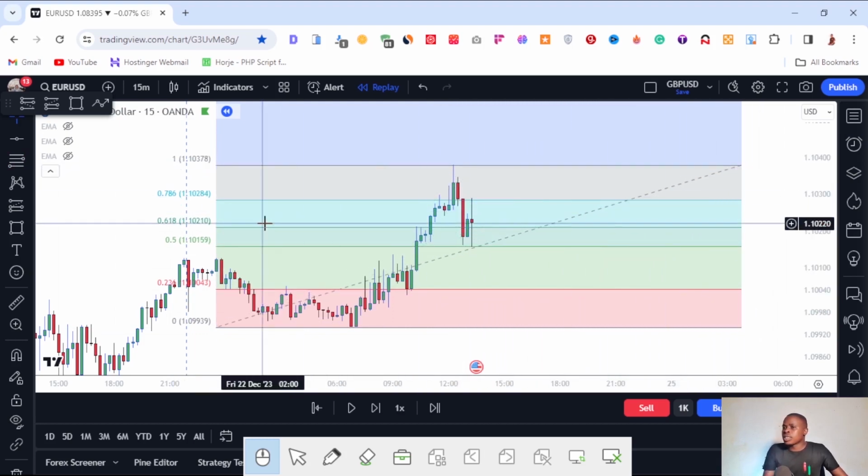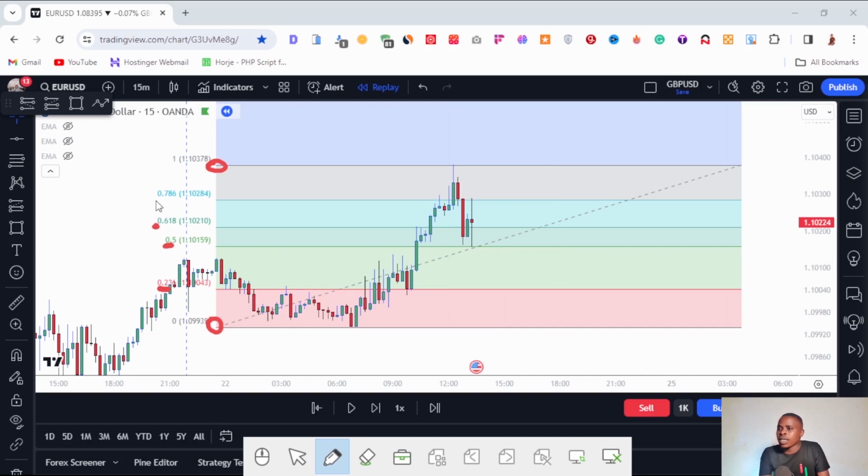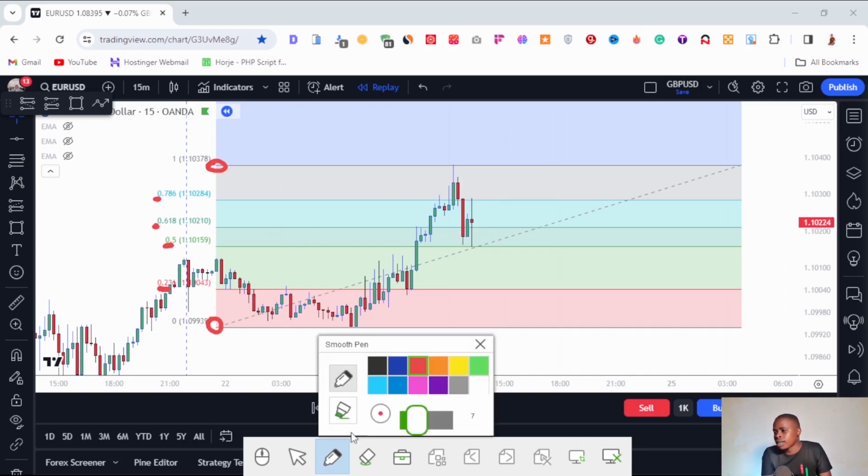Now we are going to see different levels here. Number one, you are going to see this where you started is 1 and this is 0. Between 1 and 0 we have 0.23 here, we have 0.5, 0.61 and 0.78, and between these zones the market is likely going to come into this. Look, between 0.50 and 0.61 is referred to as the golden zone.